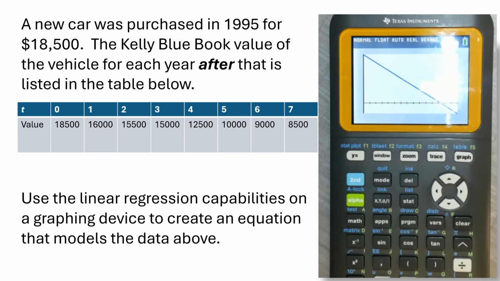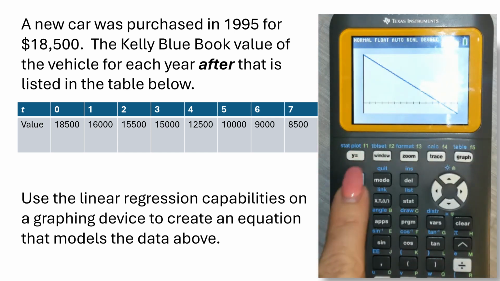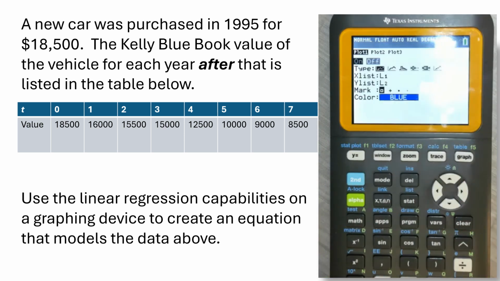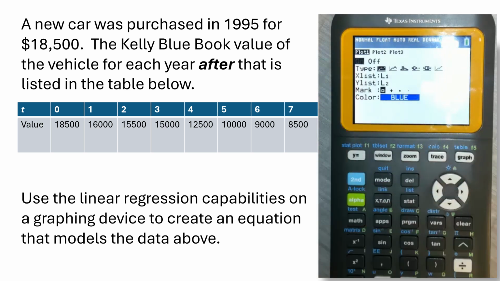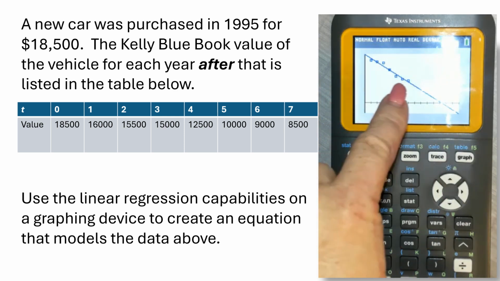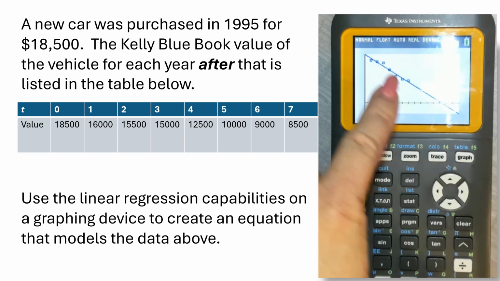Now, it would be interesting to see where the data points are that represent when the car was first purchased, at the beginning of 1995 for $18,500, or after 1 year of owning the car, it's now worth $1,600. Well, we can find those points. We want to go up to stat plot, so hit the second button and hit y equals, and we want to turn this on. So I'm going to hit enter twice until the on button is on, and then I'm going to hit graph. So these are the exact data points, and this is an approximation.